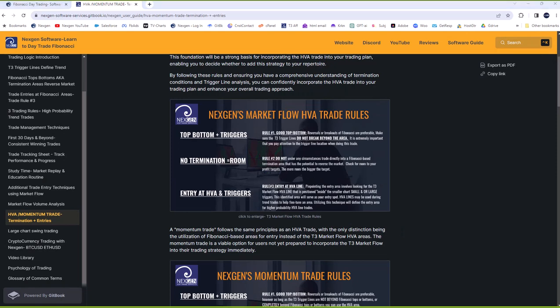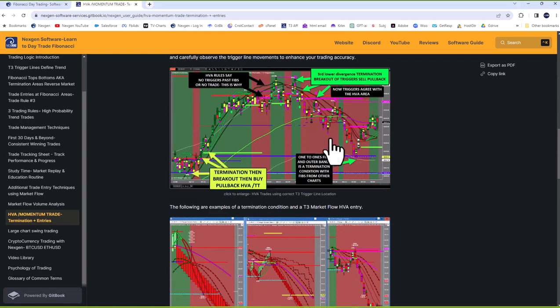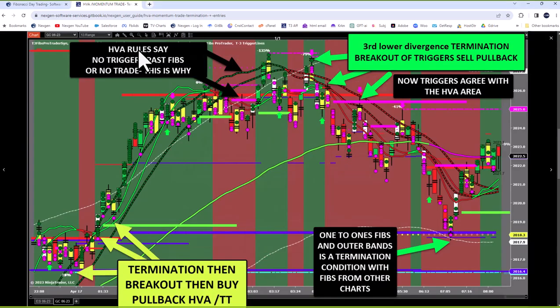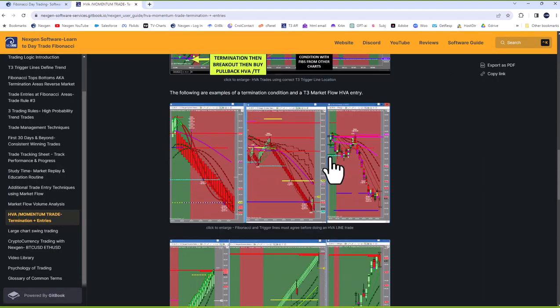Hang on, bear with me here. Find a picture. So HVA trades are really the same as momentum trades. You're just using the HVA line, but you want this same set of rules, meaning you have a good top, but you don't want the triggers past the top, or you want a good bottom, so that the high volume area trade is the same as a momentum trade.